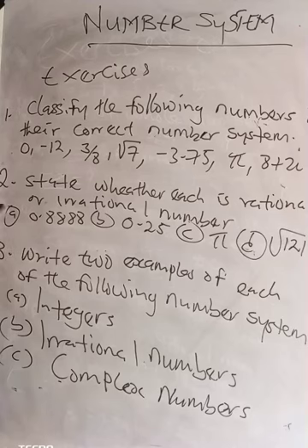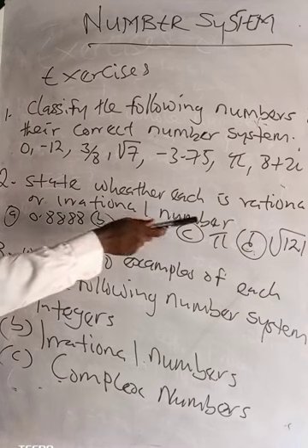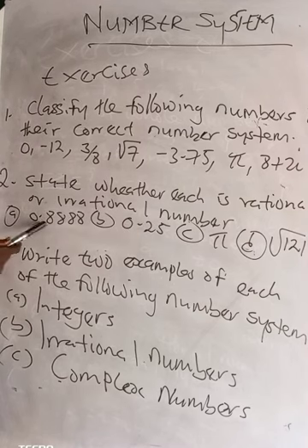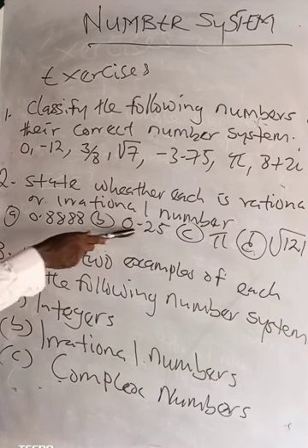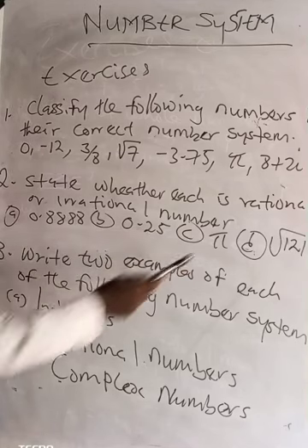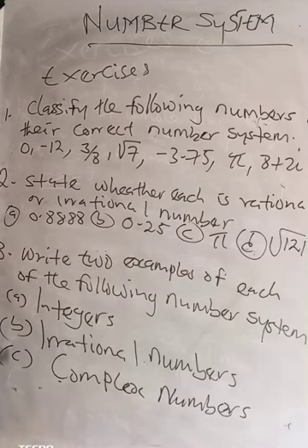Number 2, state whether each is a rational or irrational number. First on the list, A, 0.888, B, 0.25, C, pi, D, square root of 121. Number 3, write 2 examples of each of the following number systems. A, integers. B, irrational numbers. C, complex numbers. Please drop your answers in the comment section of this video.